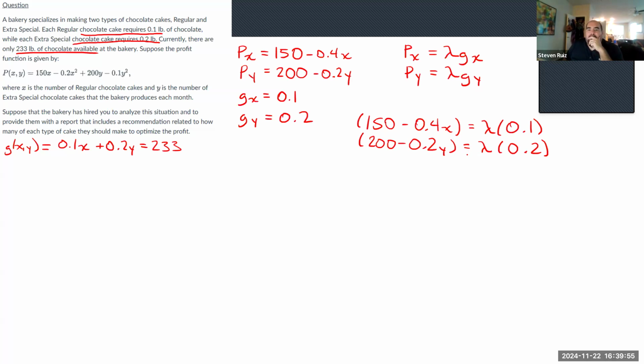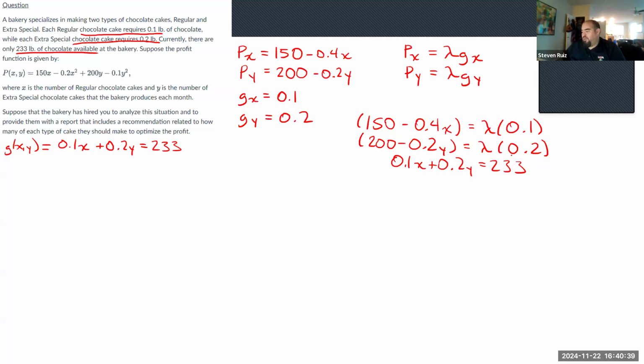All right, let's talk about this. I have a system of two equations. How many unknowns are in it? I have x, I have y, and I have lambda. That is too many unknowns for two equations. So I need a third equation here. For that third equation, I'm going to bring in the constraint: 0.1x plus 0.2y equals 233. So now I have a system of three equations and three unknowns. Now I should be able to solve these.